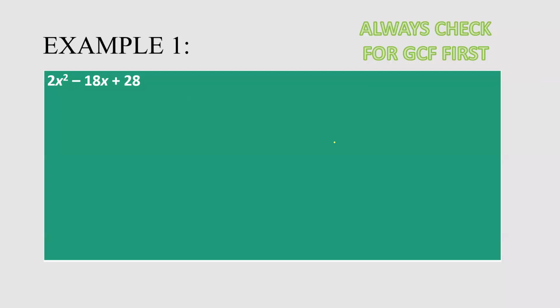Always check for GCF first. So before you panic and think it's not simple, ask yourself, is there a GCF here? And the answer is yes, there is a GCF, and that GCF is 2. I can divide everything by 2. So when I divide everything by 2, it becomes 2x squared minus 9x plus 14.